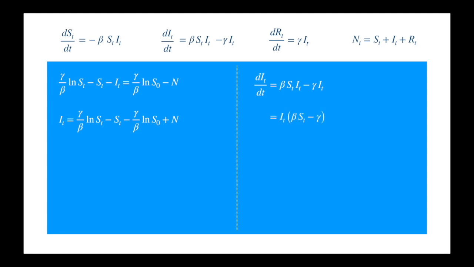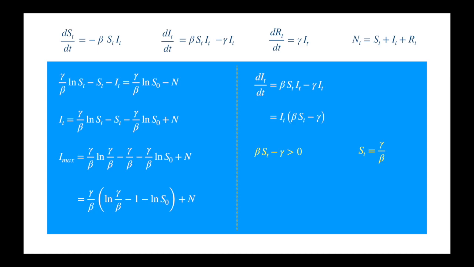So if the term in the brackets is greater than 0, then the number of infectives will increase, and if it's less than 0, then the number of infectives will decrease. Notice beta and gamma are constant, but S(t) changes over time as the individuals get infected. So we can deduce that I will attain its maximum when the derivative is equal to 0. So if we substitute this for S, we get the maximum number of infectives, which we can rearrange. So the key to the growth in infectives is again when beta over gamma times S is greater than 1, which is more or less the reproduction number we saw before.